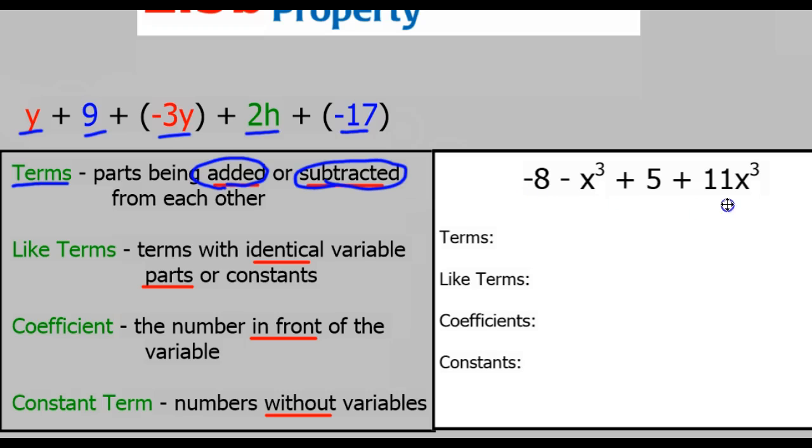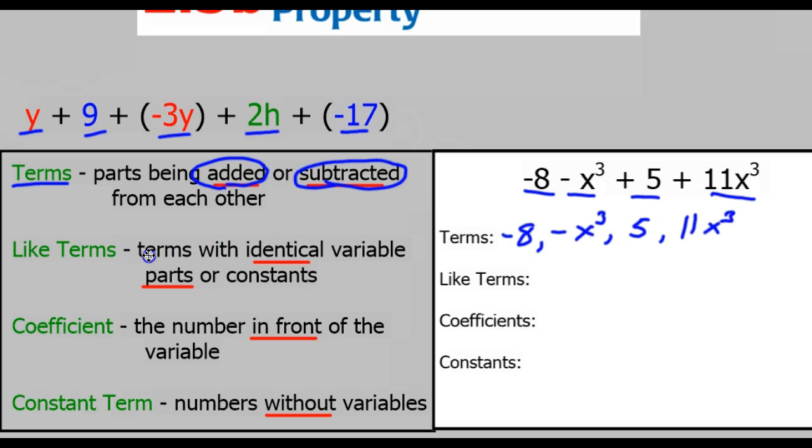Every part that's being added or subtracted: I have negative 8, I have negative x cubed, I have 5, and we have 11x cubed. So those are our terms.